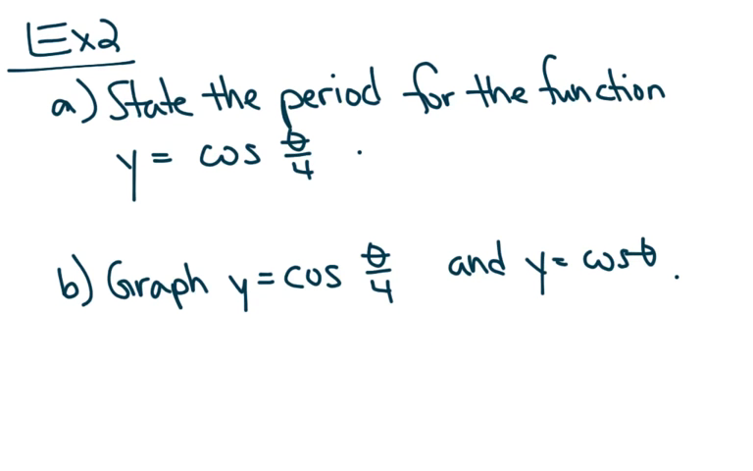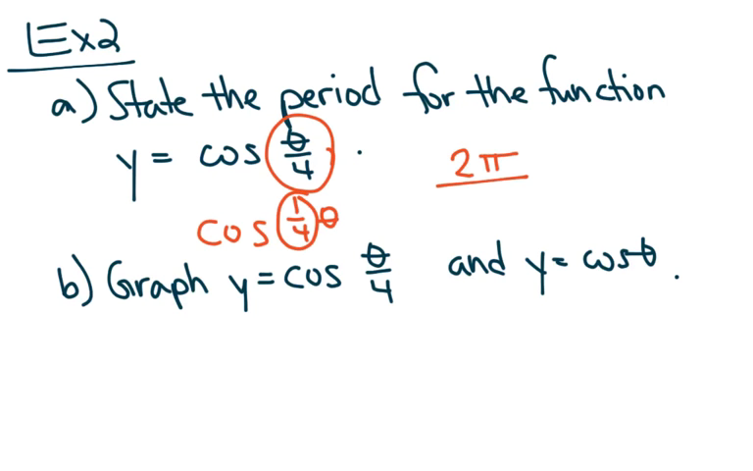So let's look at a period change with a cosine function. State the period for the function y equals cosine theta over 4. The question is, what number is being multiplied by theta? It's not 1. And I know you want it to be 1. It's actually 1/4. So in this case, k is 1/4, so the period is 2 pi divided by 1/4.